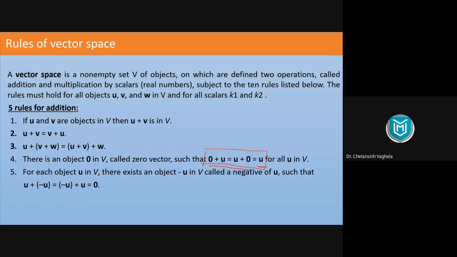And last, the condition for existence of opposite element. For every object U, we should get minus U in our set V such that U plus minus U equal to 0 object. Minus U should be found for every U. If even for one U, minus U is not present, then it is not a vector space. Right? So these 5 conditions are for addition. Now similarly, the next 5 conditions are for scalar multiplication. So let's see what are those conditions.